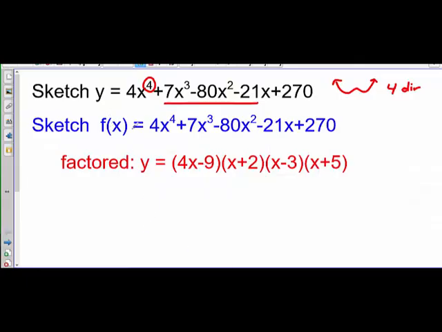So I just wanted to point that out to make sure people know that if you see f of x or you see y, they are used completely interchangeably.